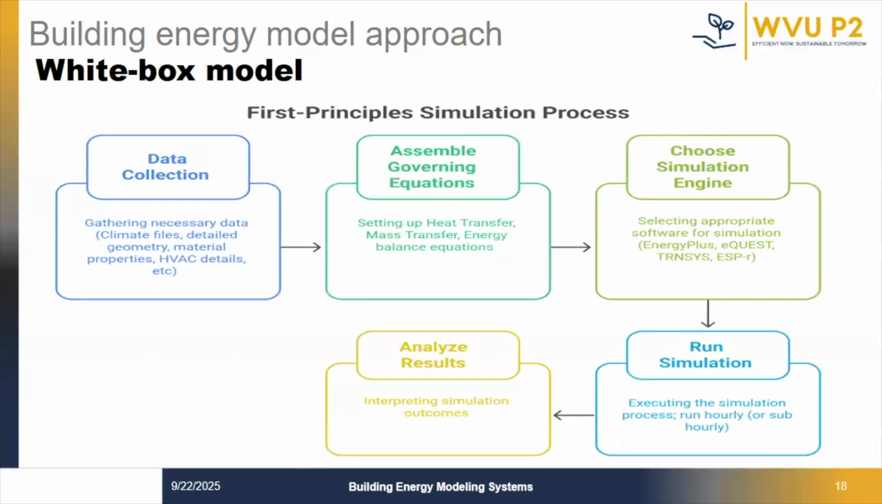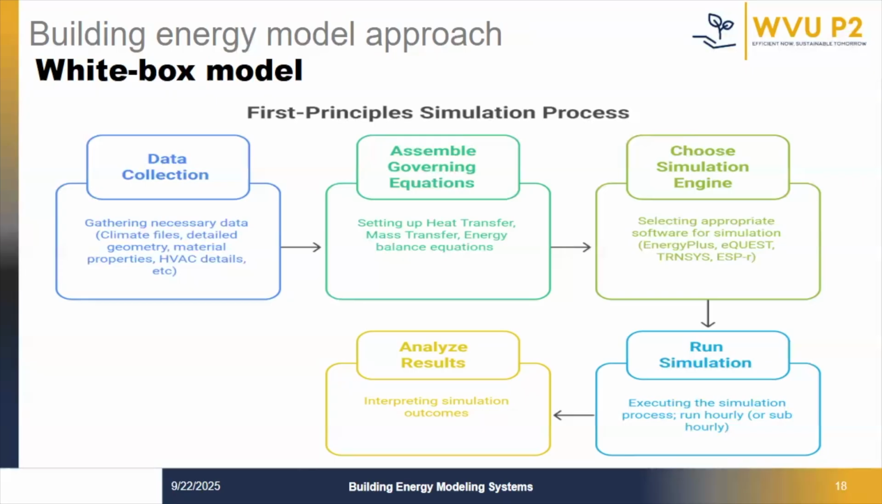So, in this slide, we will talk about the simulation process in the white box model. The process for a white box model is very structured. In the first principle simulation process, we solve heat and mass balances for every wall, zone, HVAC coil, and control loop in the building. White box models use real physics to simulate how buildings behave rather than relying on past data. They calculate how heat and air move through walls, rooms, and HVAC systems in detail.